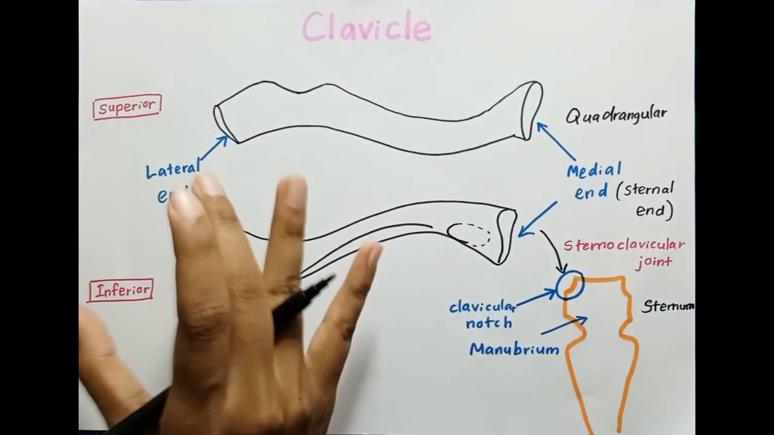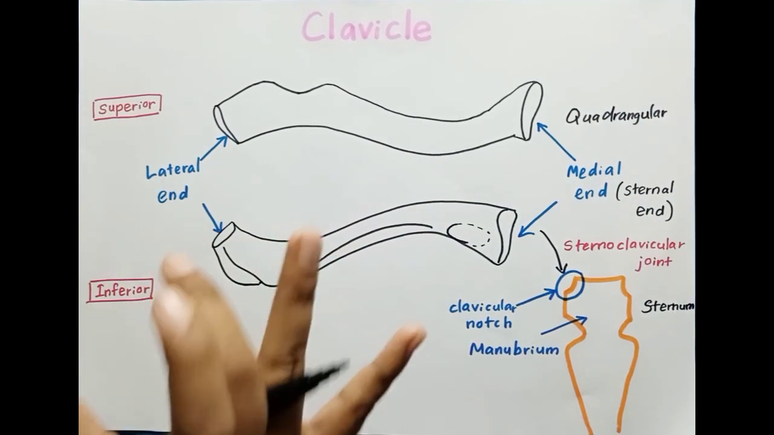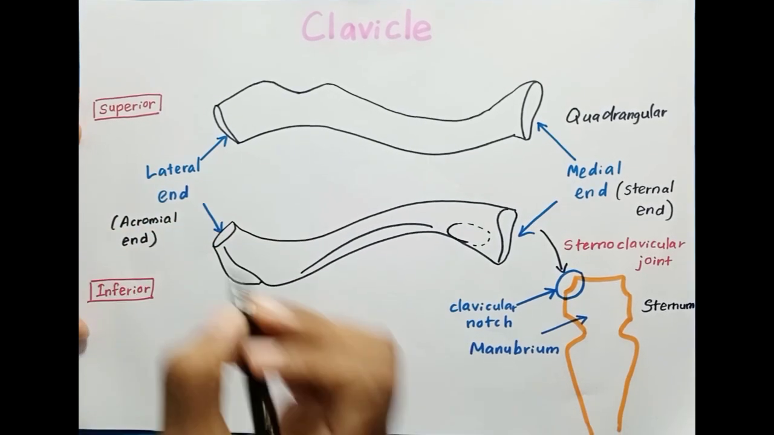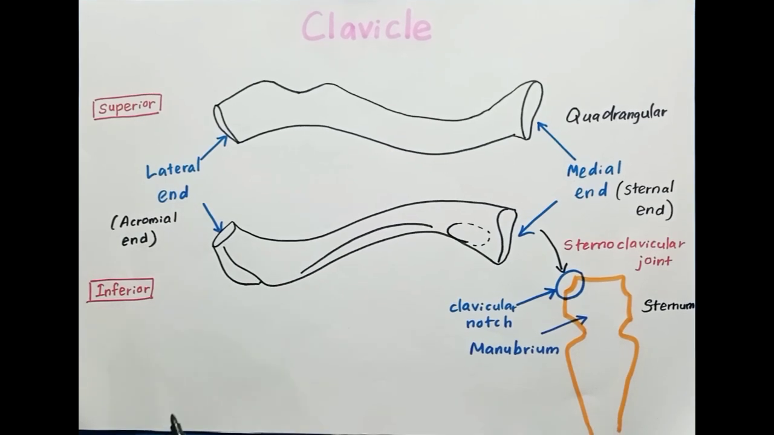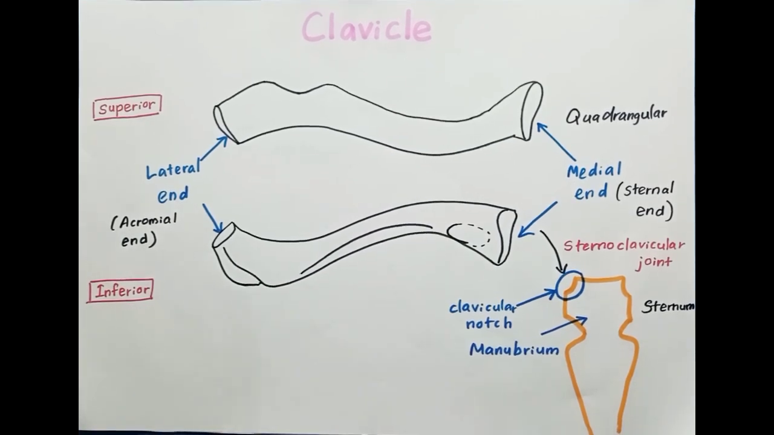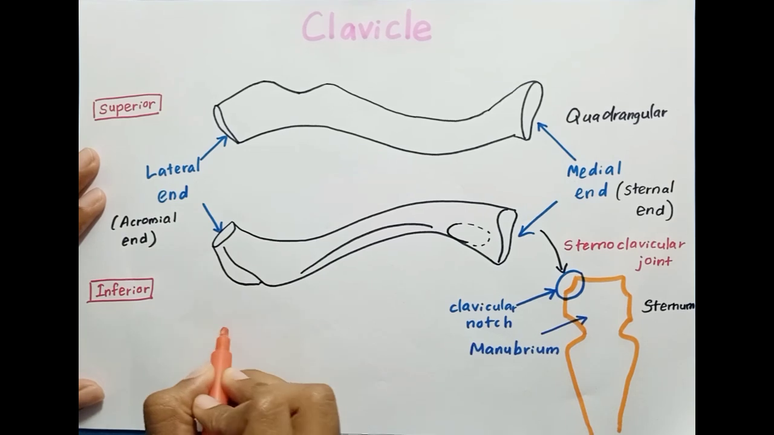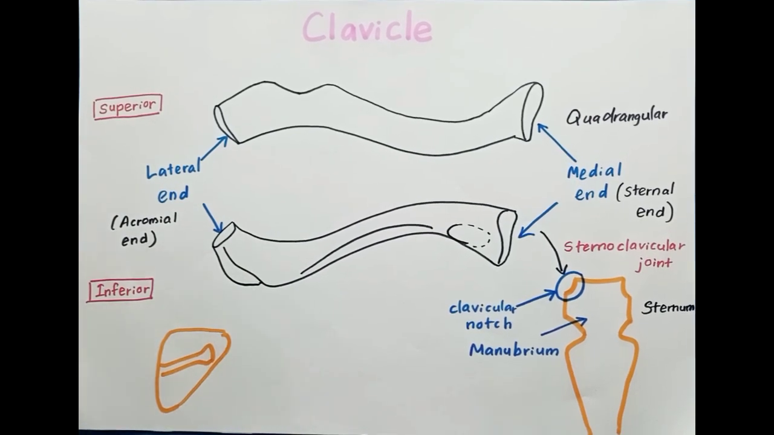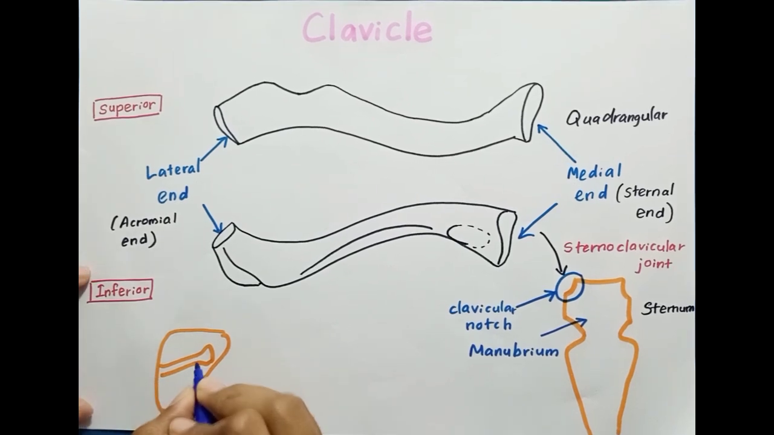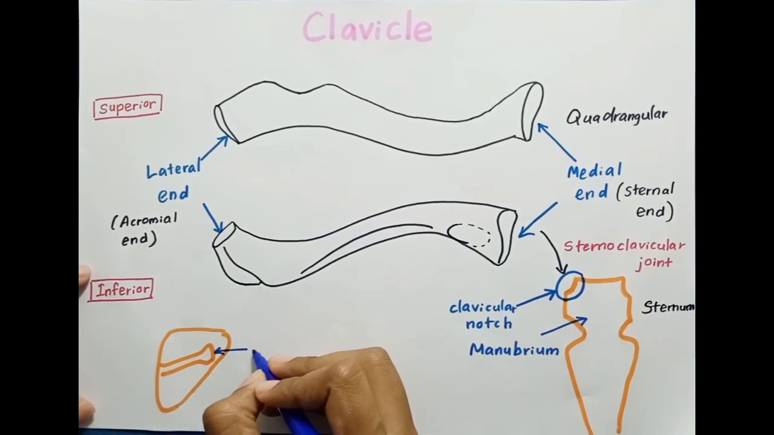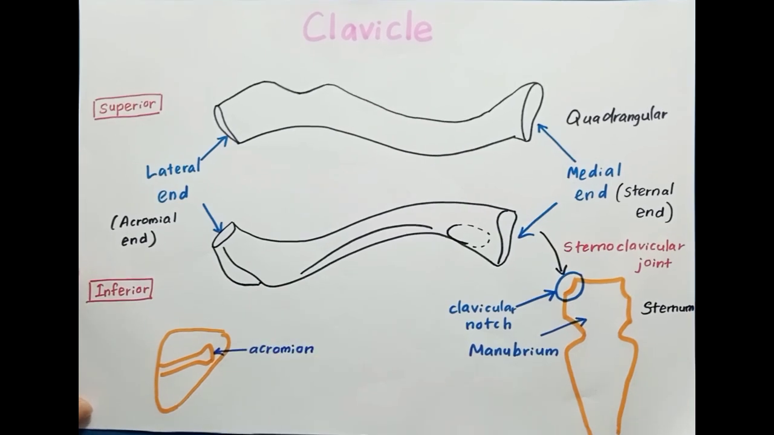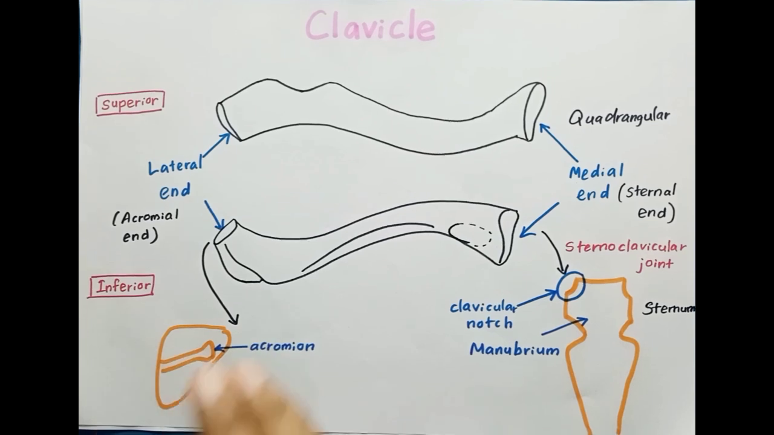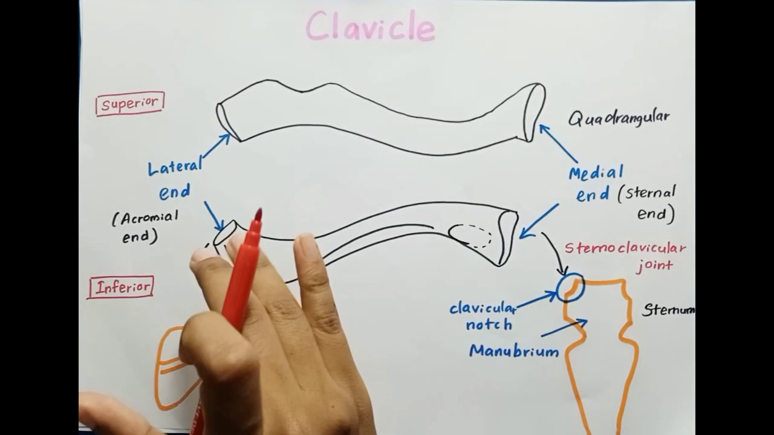Now let's talk about this lateral end. This end is also known as acromial end because this face articulates with the acromion of the scapula bone. Scapula is a triangular shaped bone and here this is the spine and this part is known as acromion. So this face joins with acromion and forms the acromioclavicular joint.